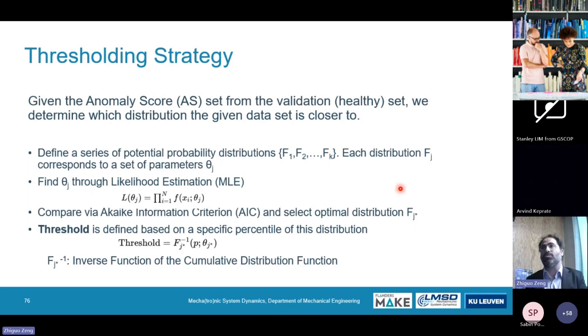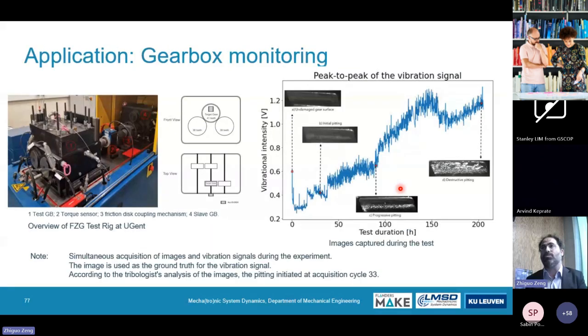So we apply this methodology on a back-to-back test rig. It is a gearbox test rig that runs an accelerated life test. It is at the University of Ghent. And here, in parallel with the degradation, we also capture images. So we have a camera to take the ground truth. We are looking at the flanks of the gears to see when the fault starts.